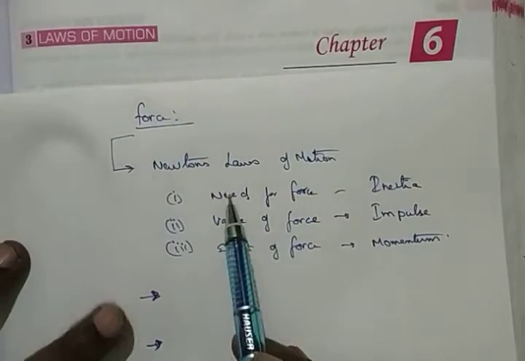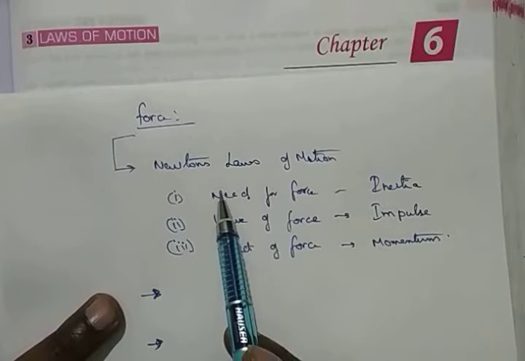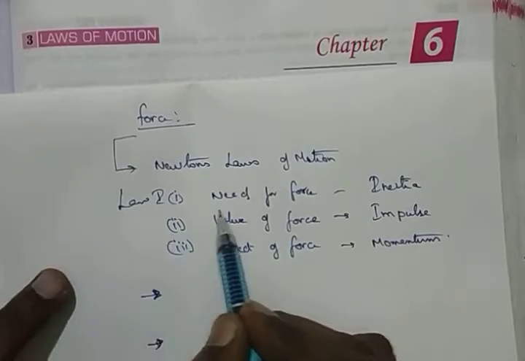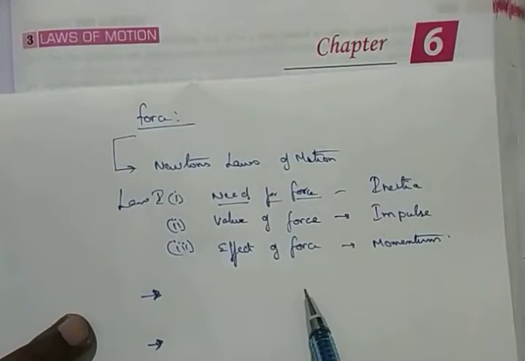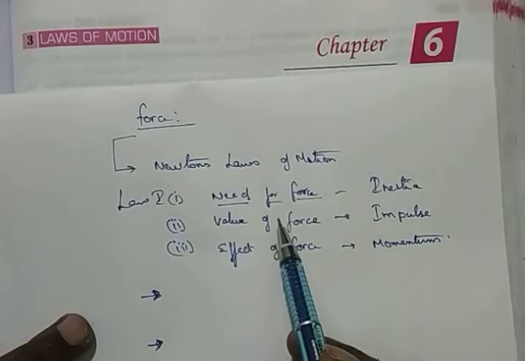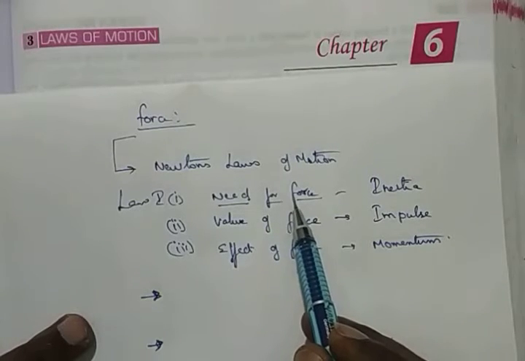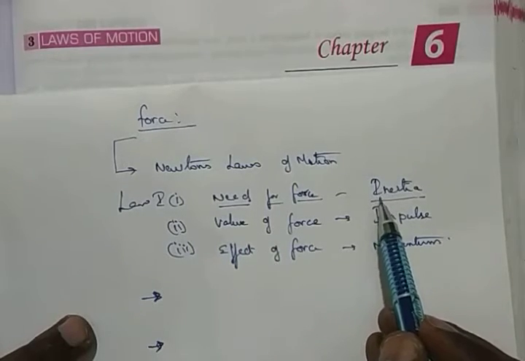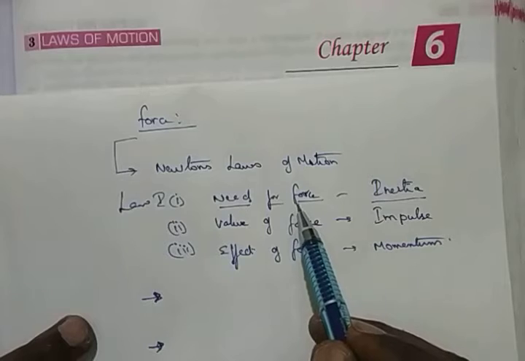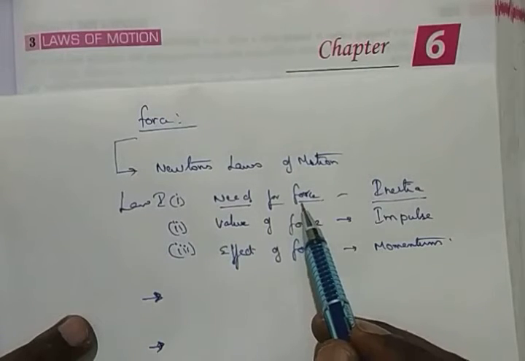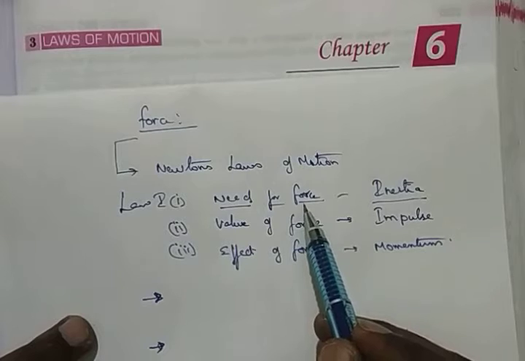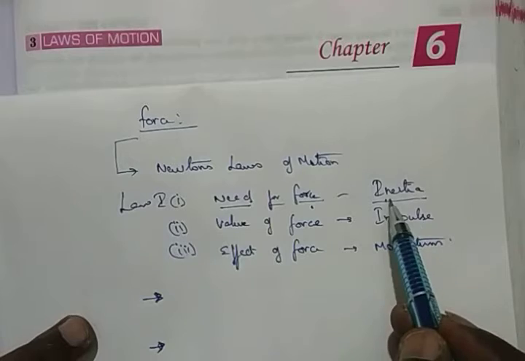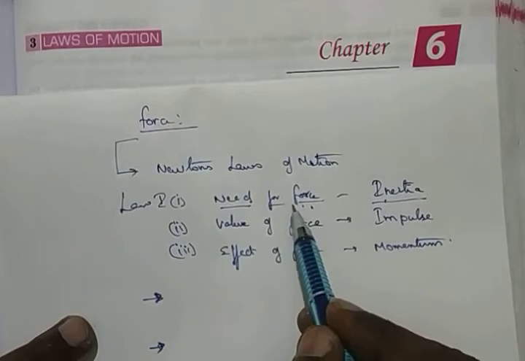Newton's law of motion is the major part of force. So the first law, law number 1, is the need for force. Why do we need force? The property covered by this first law is inertia. Because of inertia, we need a force. The body continues to be in a state of rest or in a state of uniform motion in a straight line unless and until a force is given. So inertia is a basic property of this. Because of that, to change inertia, you need a force.